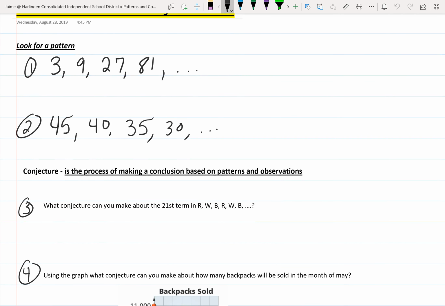Number 1 says, look for a pattern. From 3 to 9, it's plus 6. And then from 9 to 27, do you do plus 6 to get 27? No. So then that's not the pattern. What other pattern do you think it's going to be? Well, how do you go from 3 to get 9? You can't do plus 6, so what else can you do? Well, you can times 3. Let's see if that works for all of them, and if it does, you found the pattern.